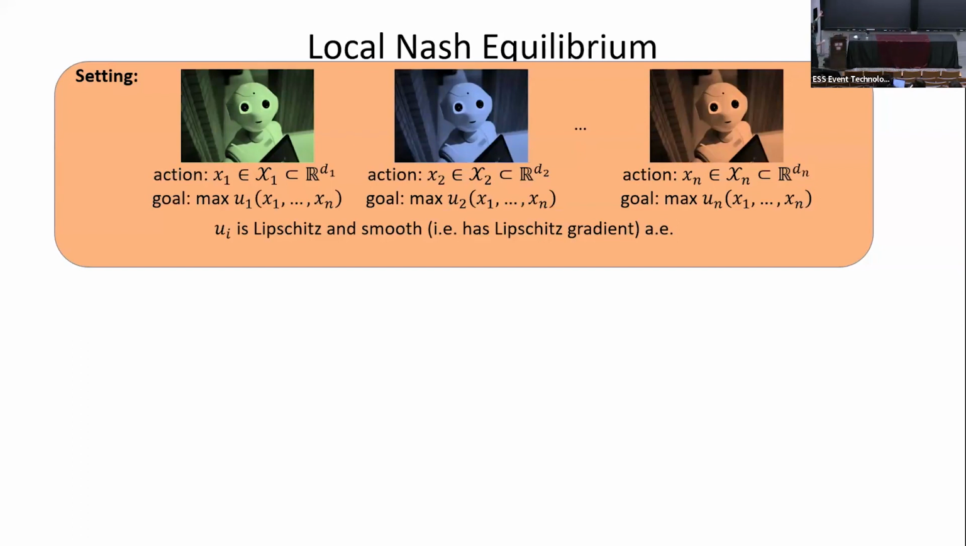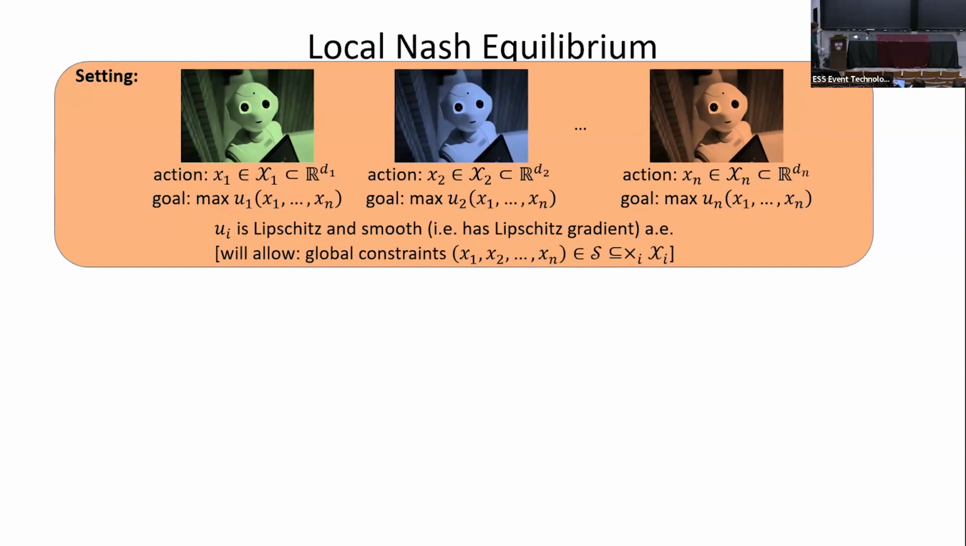Again, the setting is this. I will assume that the utilities are Lipschitz and smooth almost everywhere. In fact, I'll assume that they're smooth everywhere, that the gradients are Lipschitz everywhere, for simplicity. I'm also going to allow something that I didn't say earlier, but which may arise in practice. I'm going to allow constraints that tie together the actions of different players.